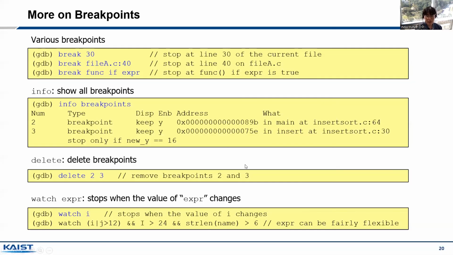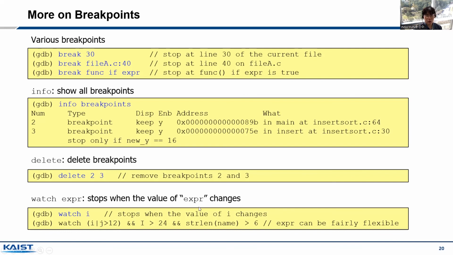There are many other things that you can do with GDB. There are a lot of types of breakpoints. You can break at a line. If you give a number, it will stop at that line number. And if you have multiple files, you can specify the file with filename.c colon and the line number, then it will stop there. You can also add a conditional breakpoint. And info breakpoints will show you all the breakpoints that you set, and you can delete them by giving the number from the info.